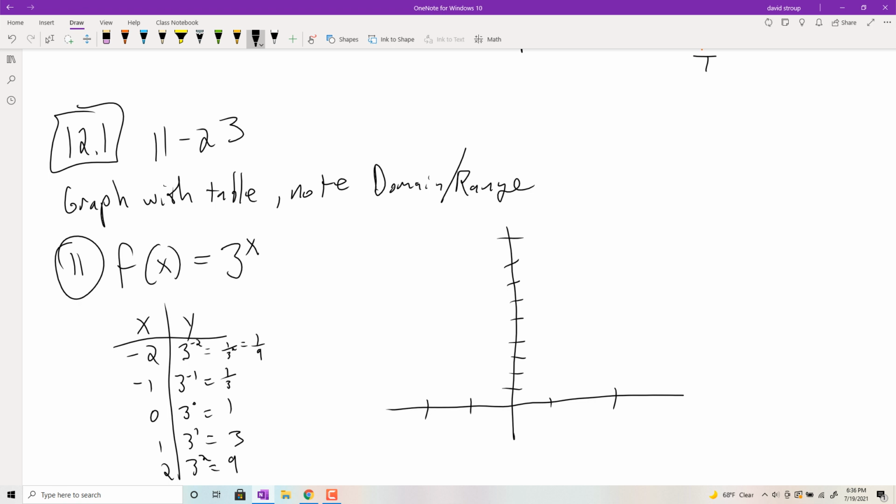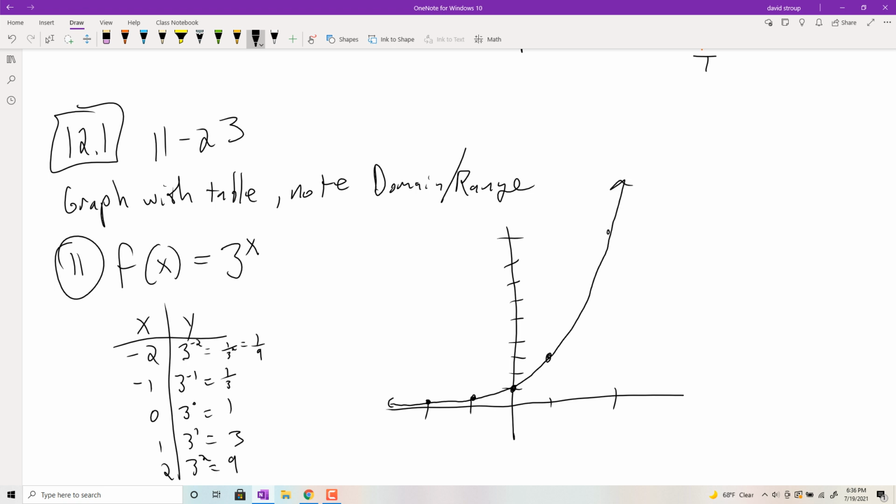So at -2, it's like 1/9. At -1, a little higher. At 0, it's 1. At 1, it's 3. And then at 2, it goes up to 9. Okay. And that should get super duper close to the x-axis but never touch. And then it kind of looks like a ramp. It just keeps on going up and up forever.